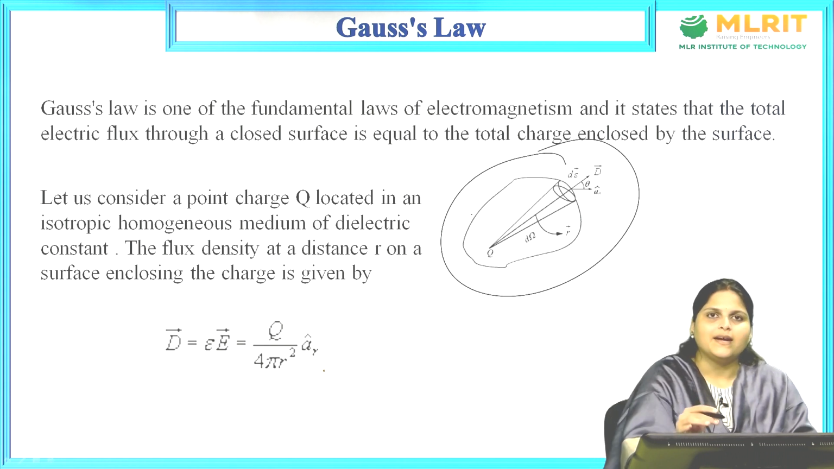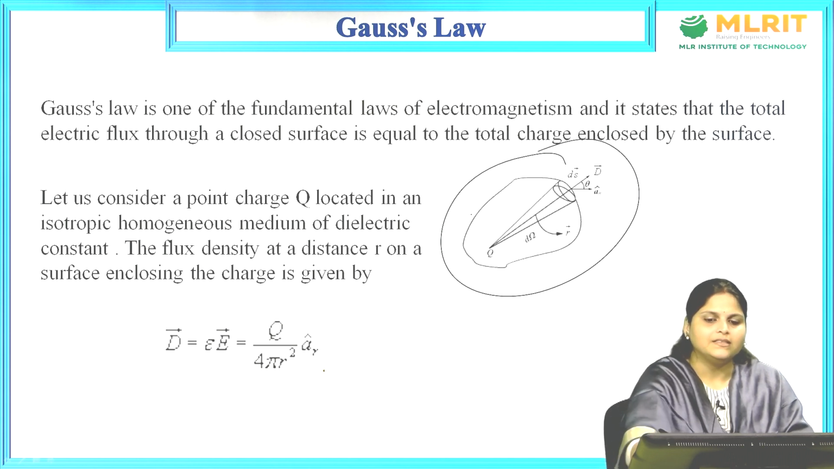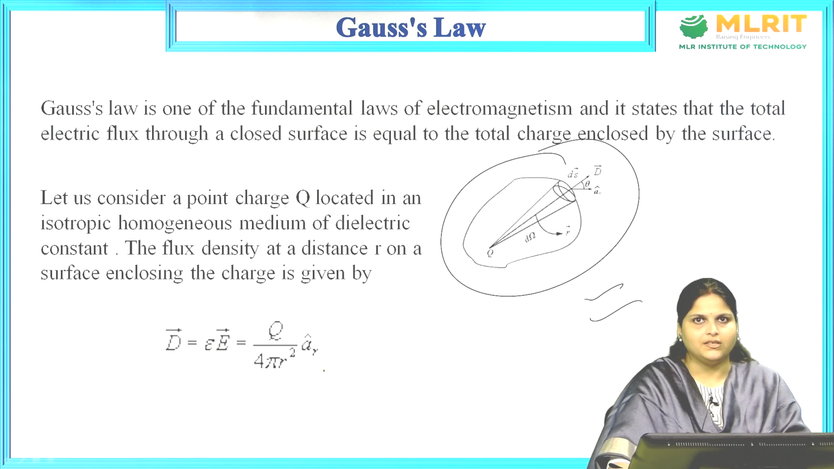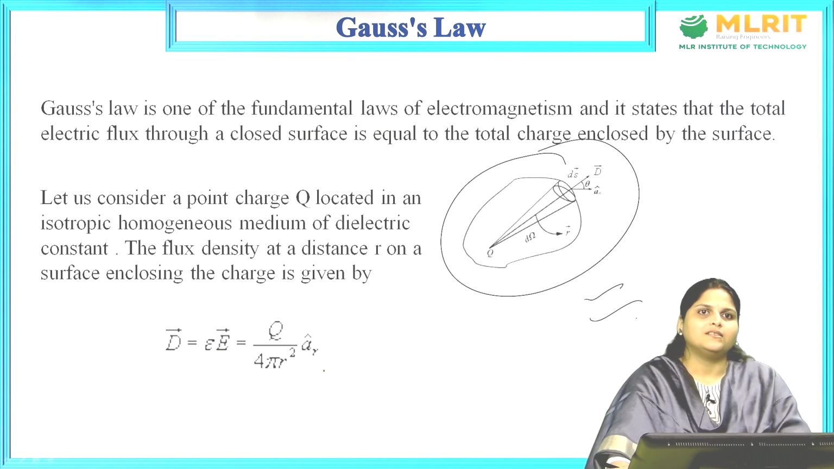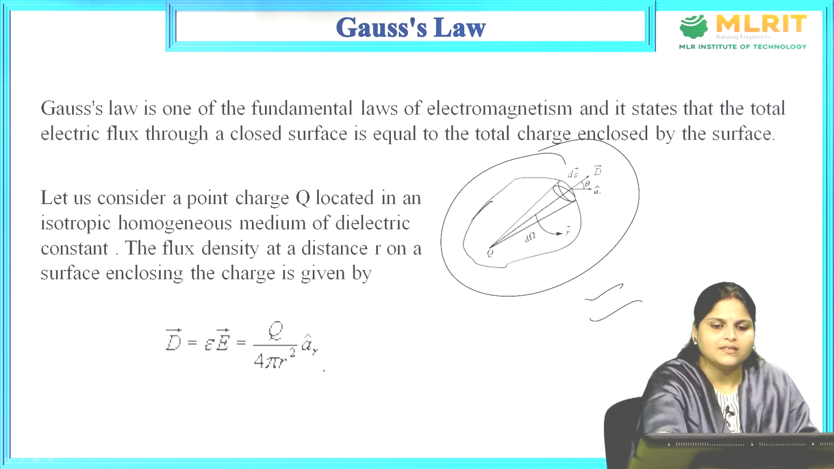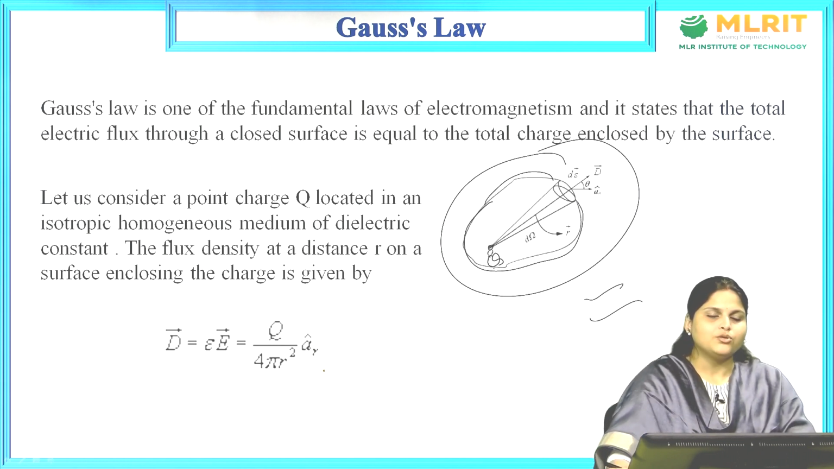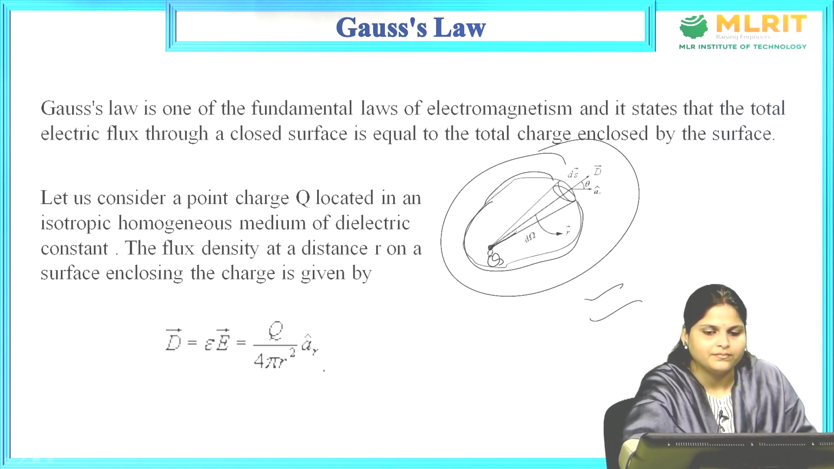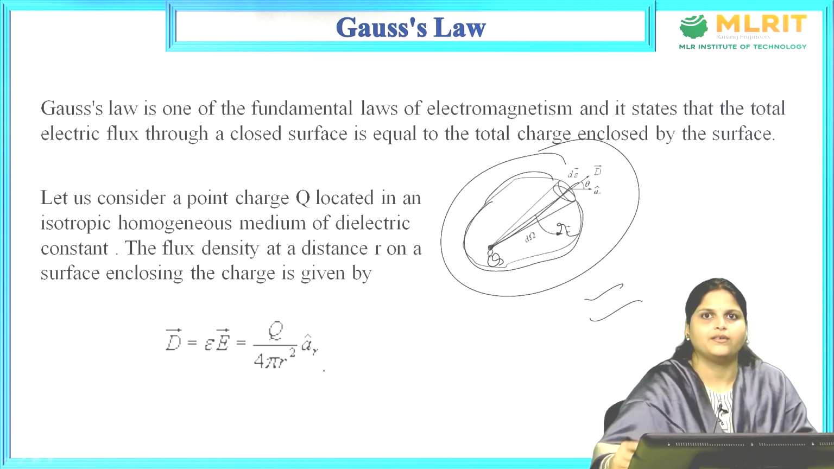So to understand this law better, we will consider an isotropic homogeneous medium of dielectric constant, right? So we will consider that a point charge Q is located in this homogeneous medium of dielectric constant. If you notice here, this is the medium and here this charge Q is available. So we have to find the flux density at the distance r.